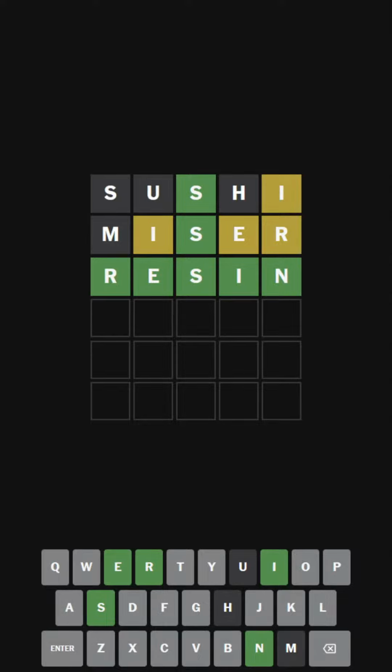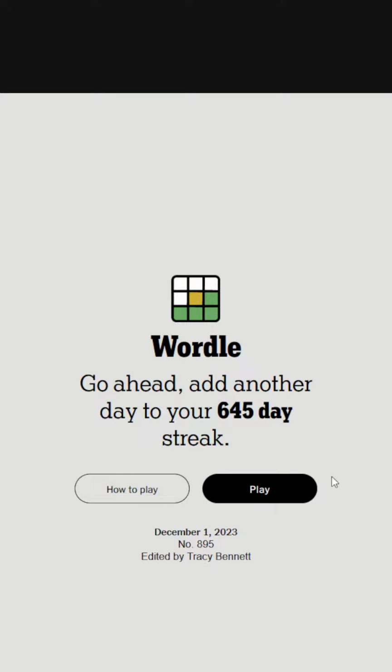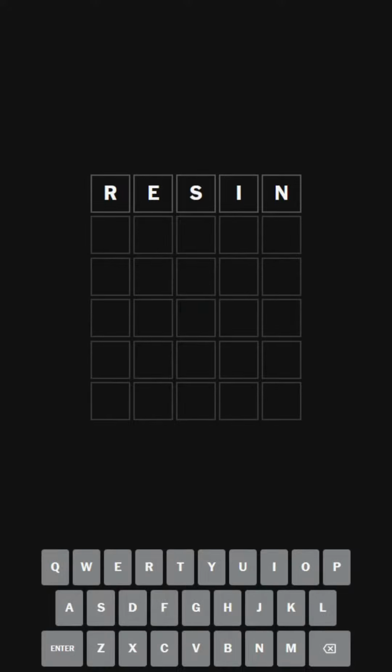Today we're going to do the Wordle for the 1st of December 2023. We're going to be doing Wordle 895 today, and as always, we're going to be starting with the solution word, which was the word resin. Very solid word we have here.